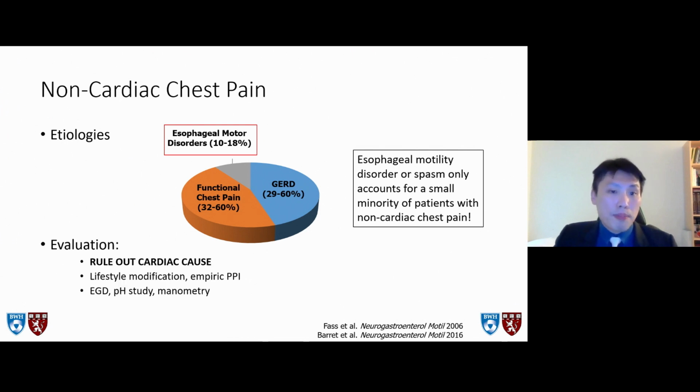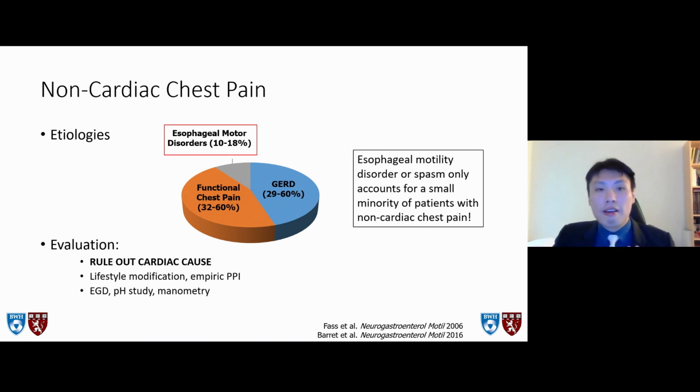So when we evaluate and manage patients with non-cardiac chest pain, first thing we want to rule out cardiac causes. But the next thing to do is actually manage reflux, including lifestyle modification, empiric PPI. If they don't respond, then you think about doing an upper endoscopy or even pH monitoring or manometry.